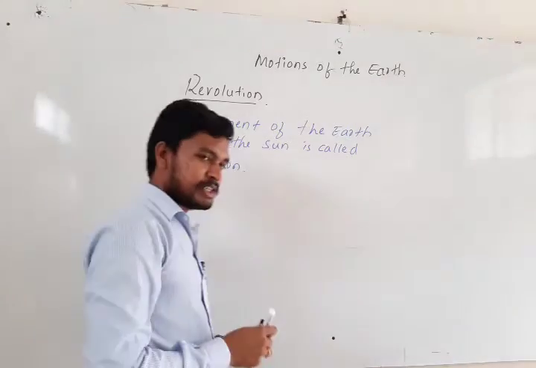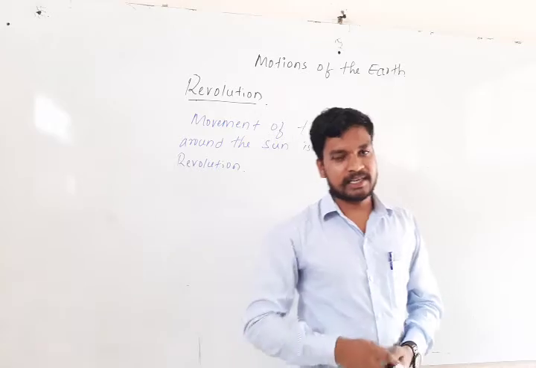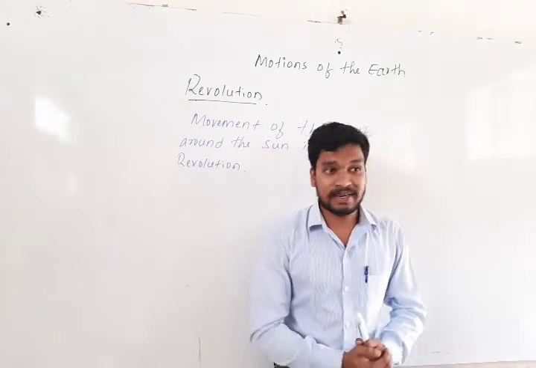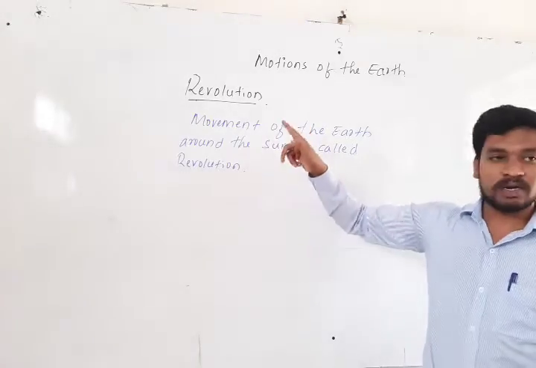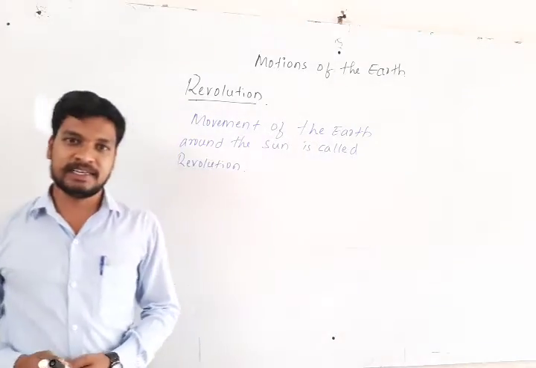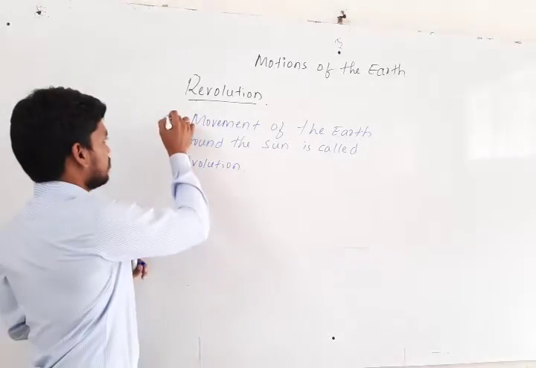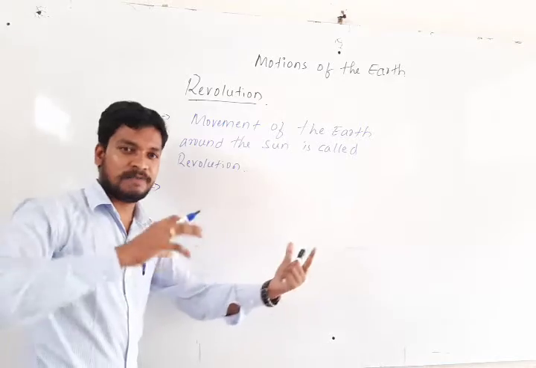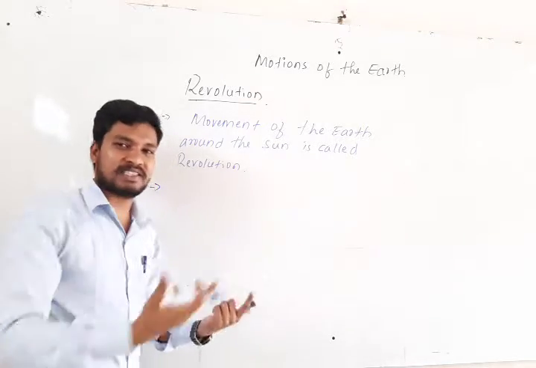As we discussed in the rotation, earth takes 24 hours to complete one rotation. Then how many days does it take to complete one movement around the sun? How many days does it take? So you have to understand this revolution. The movement of earth around the sun is revolution.